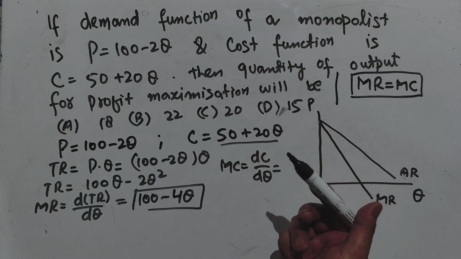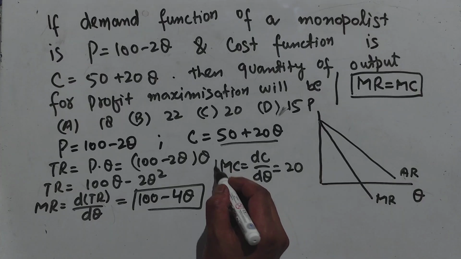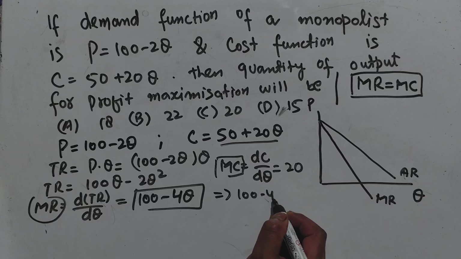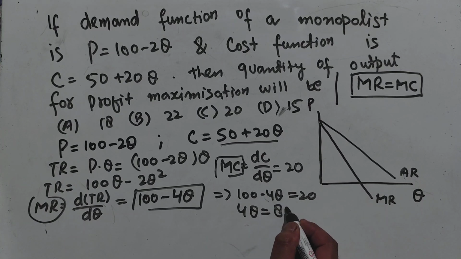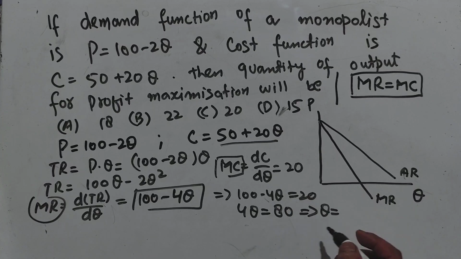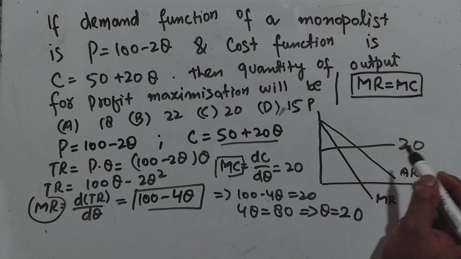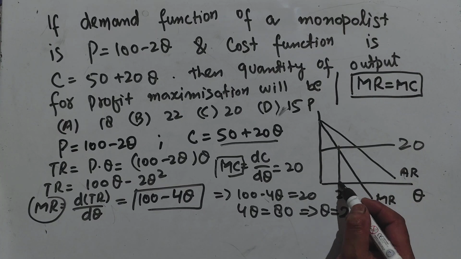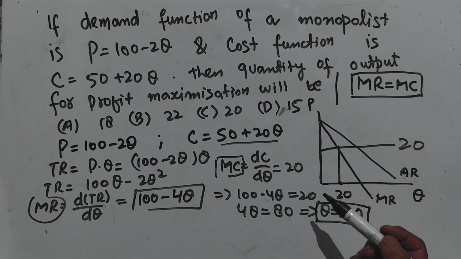Derivative of a constant, we know it is 0, and derivative of 20Q is 20. Now equating marginal revenue with marginal cost, we get 100 minus 4Q equal to 20, or 4Q equal to 100 minus 20, which is 80, which implies Q will be equal to 80 upon 4, which is equal to 20. So if marginal cost is here 20, at this point where quantity is equal to 20, that will maximize the profit of the monopolist.